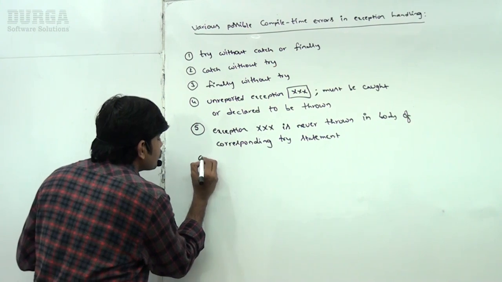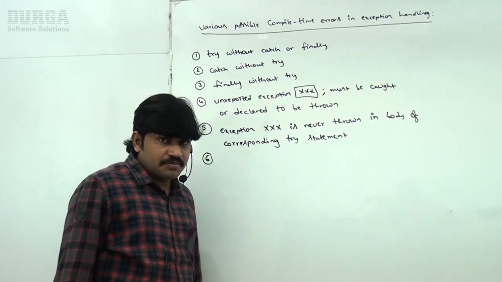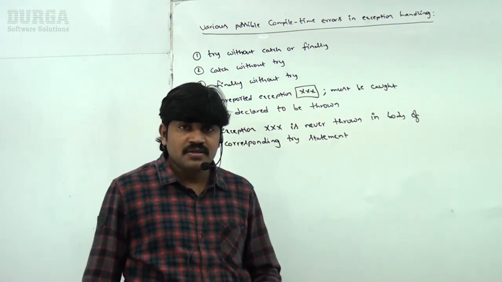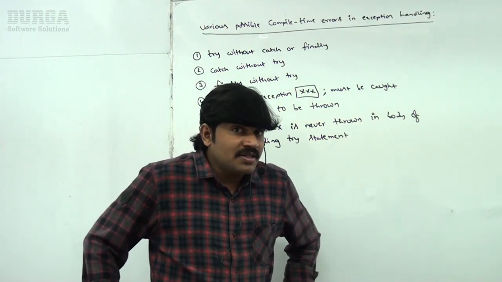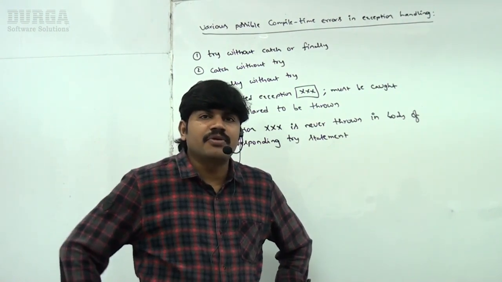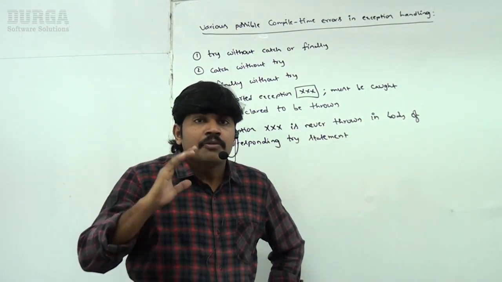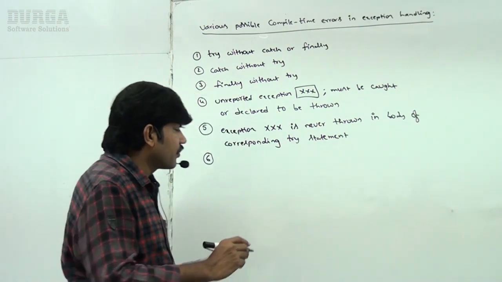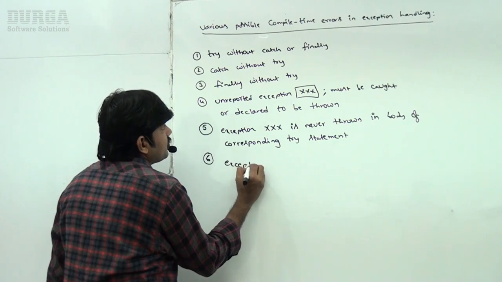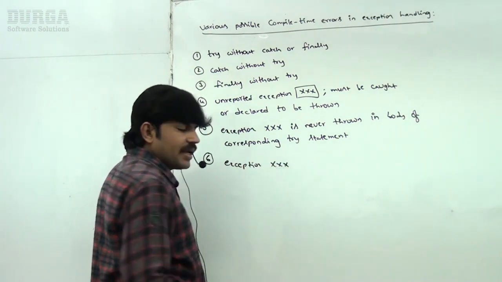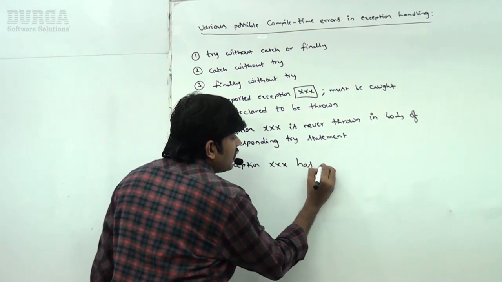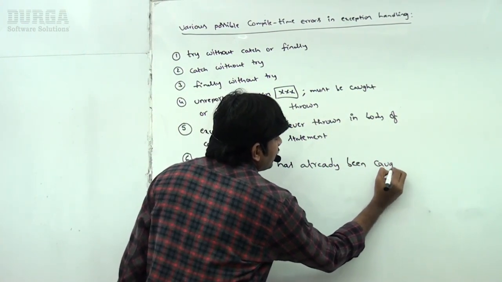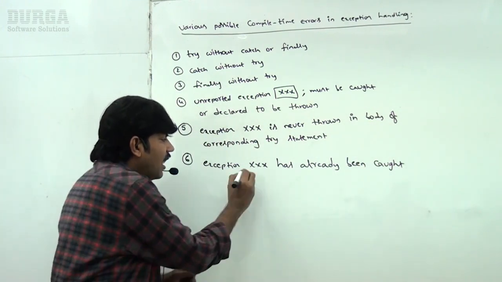Sir, next sir, do you know if we are writing try with multiple catch blocks, order of catch blocks is important or not? Yes, compulsory we have to take child to parent. By mistake if you are taking parent first and then child next, immediately error you are going to get. What is that error, sir? Exception XXX has already been caught. Are you getting? Exception XXX has already been caught.